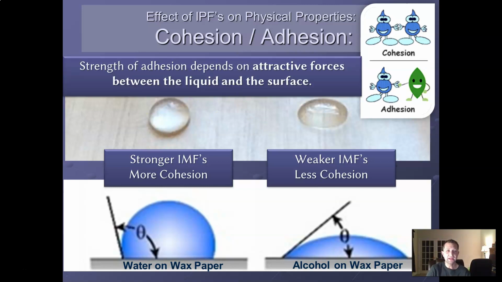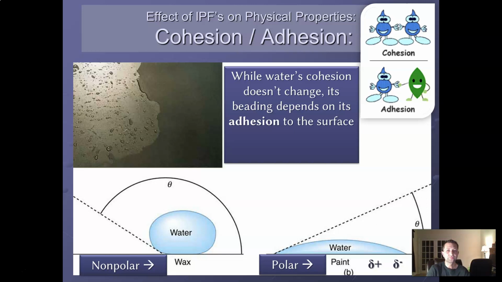So here's your balancing act here. The strength of adhesion depends on the attractive forces between the liquid and the surface, and how strong the cohesive forces are as well. So water's cohesion doesn't change, but its beading depends on the adhesion to the surface. Depending on what surface you put it on, it'll bead either better or less.